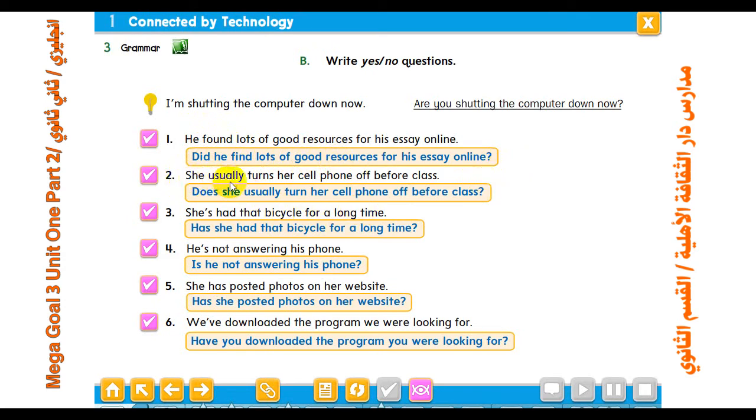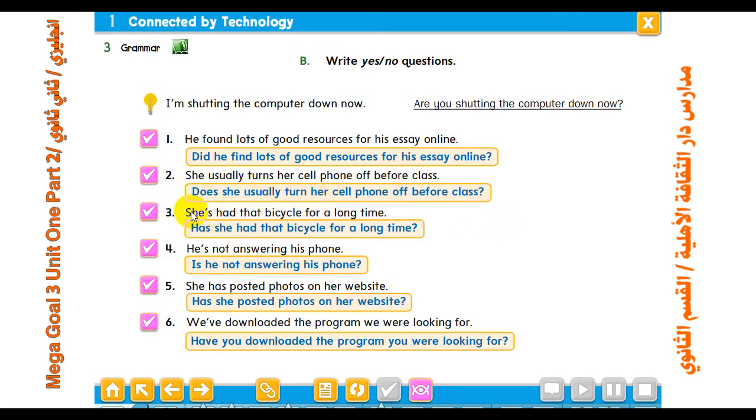Number 2, she usually turns her cell phone off before class. When I find a verb that is ending in S, I use does. Does she usually turn her cell phone off before class?